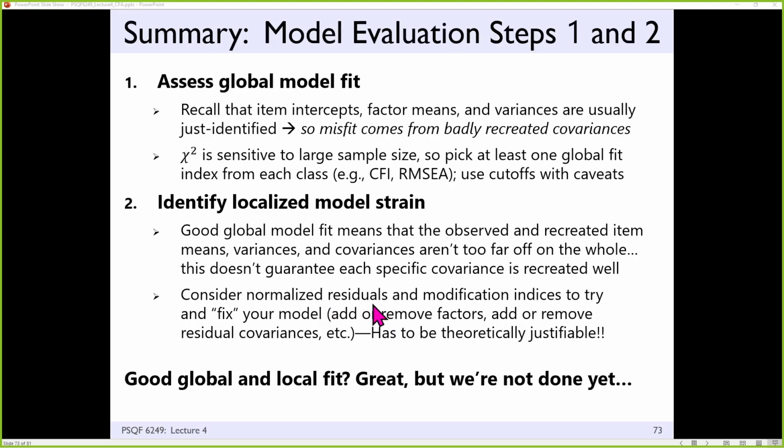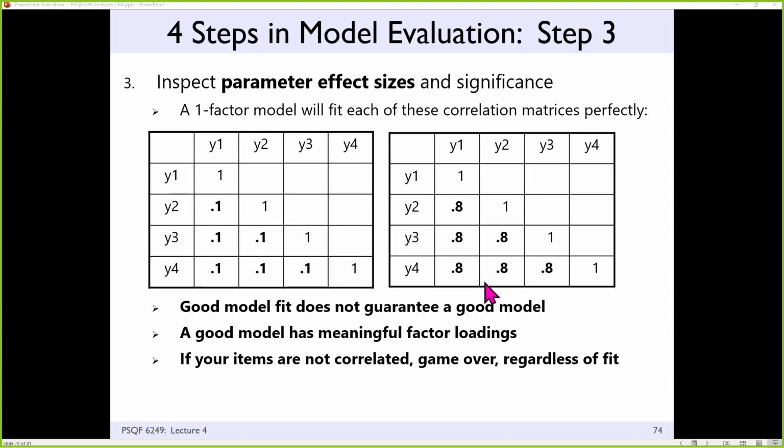All right. So we've talked about fit, but we're not done yet. We have to talk about reliability and effect size. Because just because a model fits does not mean it's useful. So some bad news. What if I had these 2 potential correlation matrices? I have 4 items that are all correlated 0.1 versus 4 items that are all correlated 0.8. A single factor model is going to fit both of them equally well.